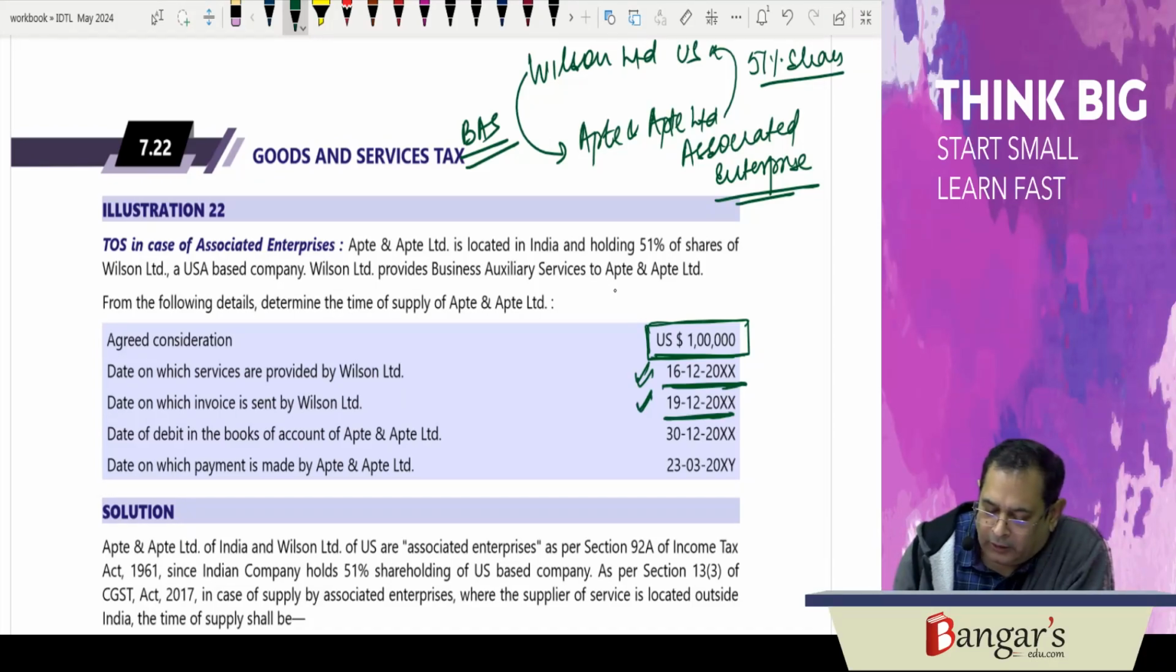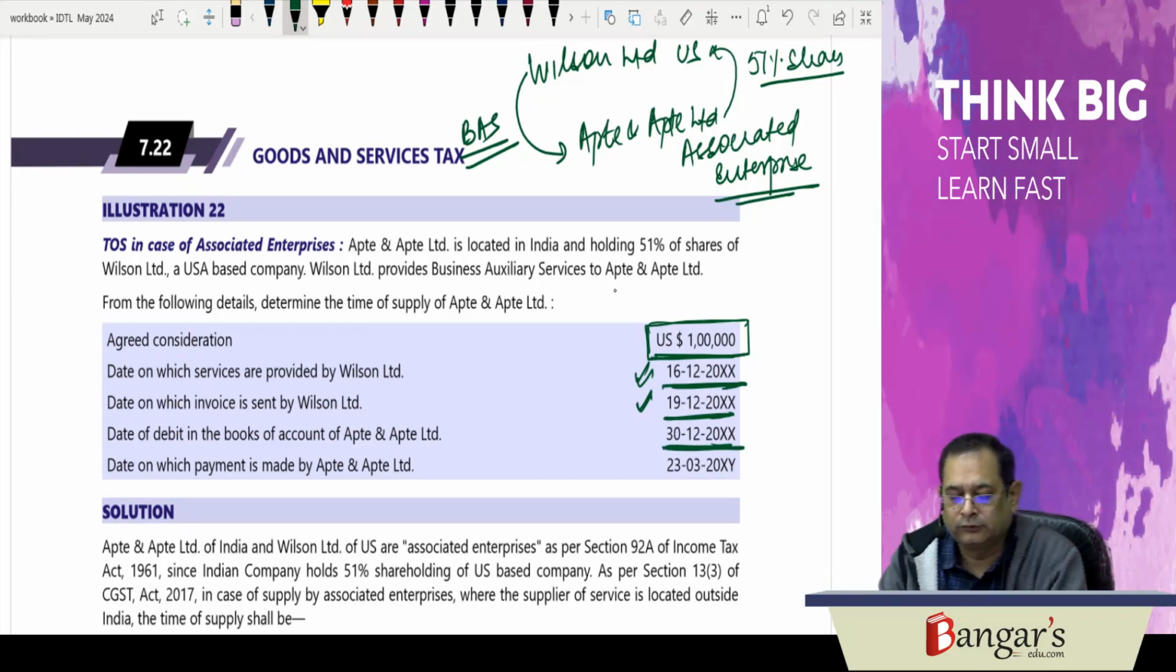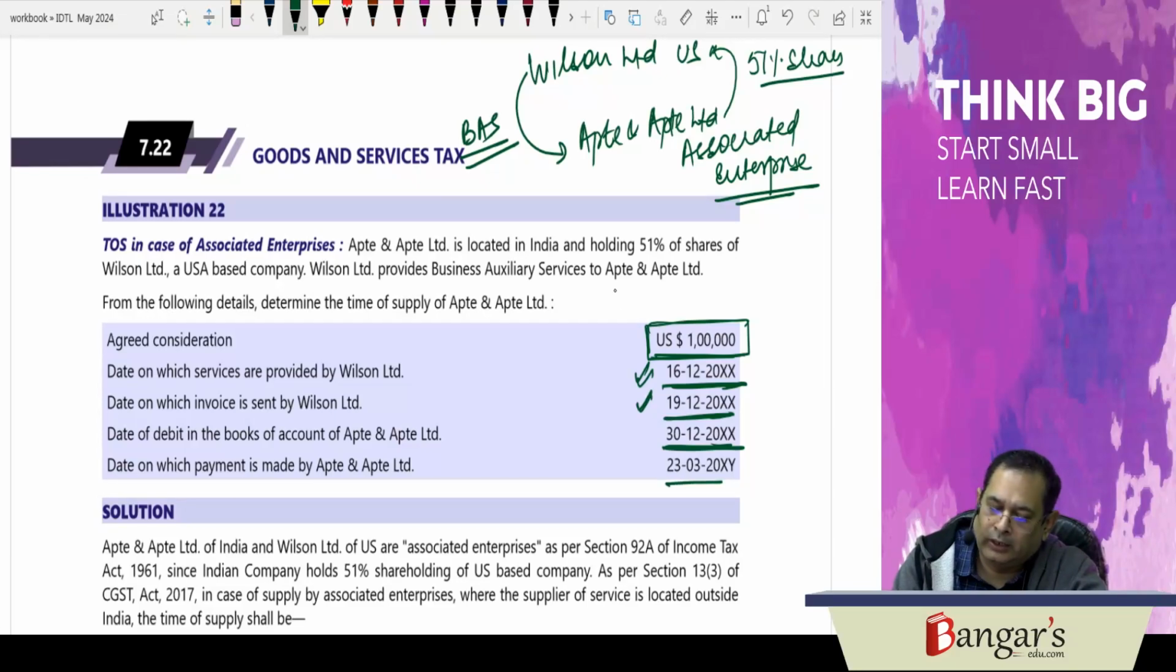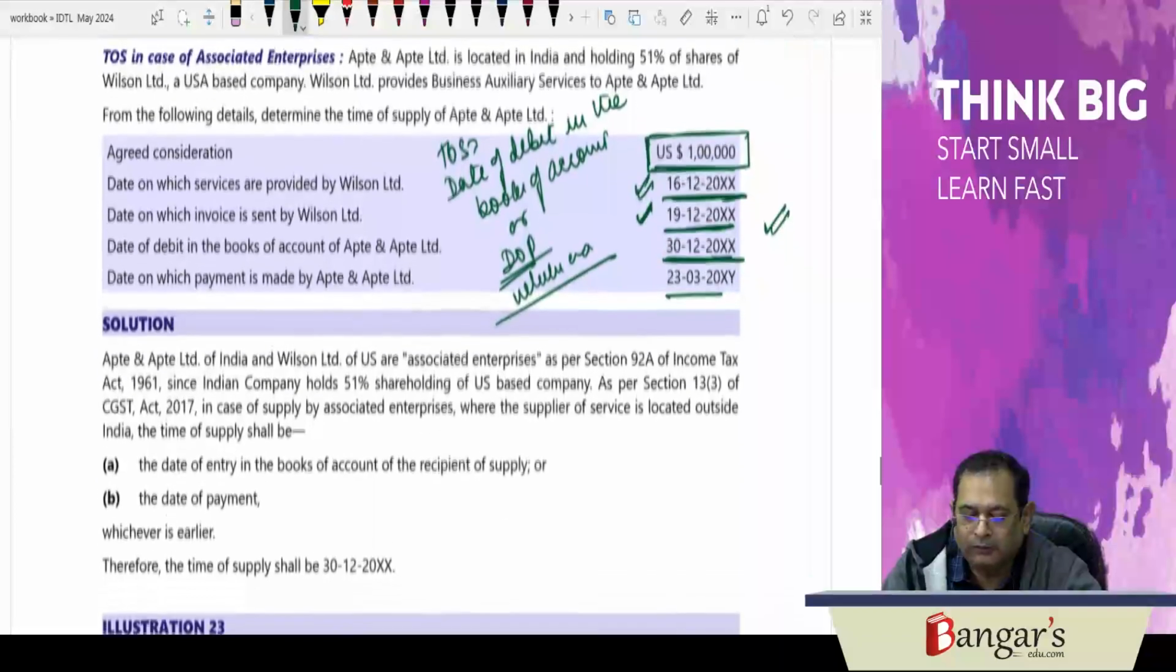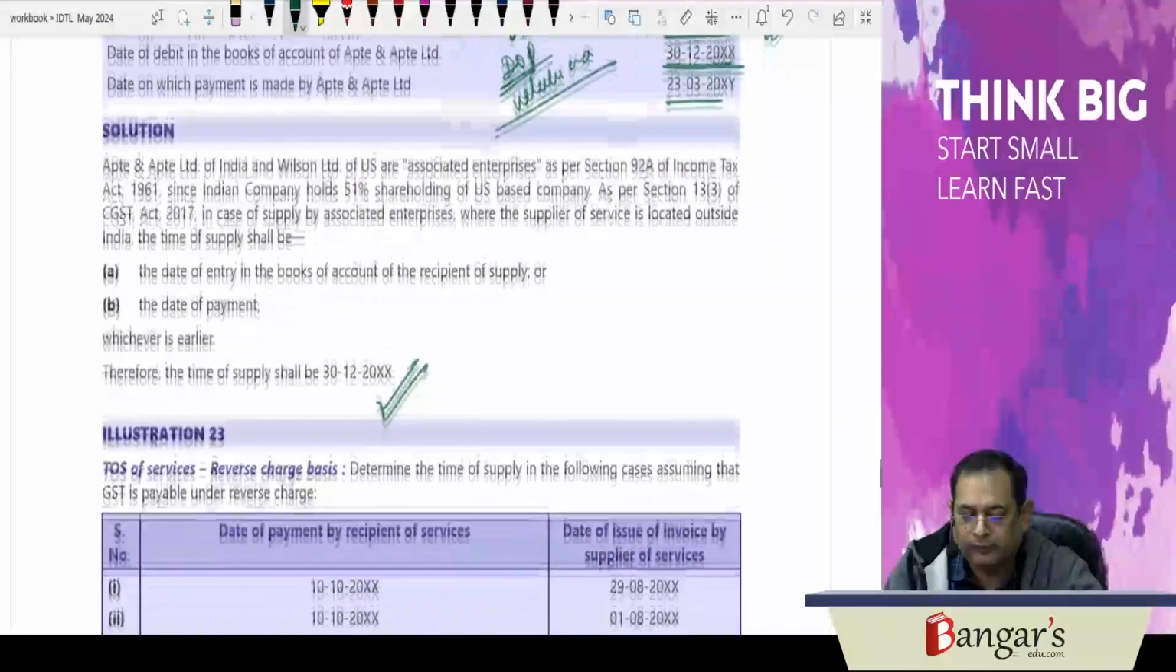Date of debit in the books of accounts of Apte and Apte is 30/12, and date when the payment is made. So here, in case of associated enterprise, we don't have to see 60 days. What is the time of supply? Time of supply is the date of debit in the books of accounts or date of payment, whichever is earlier. So your time of supply will be 30/12.